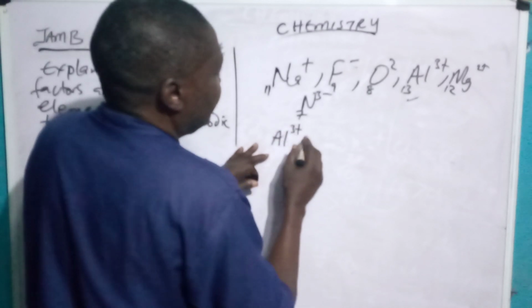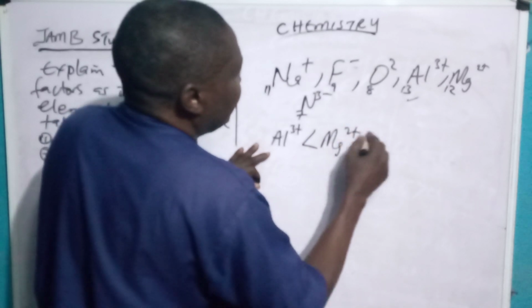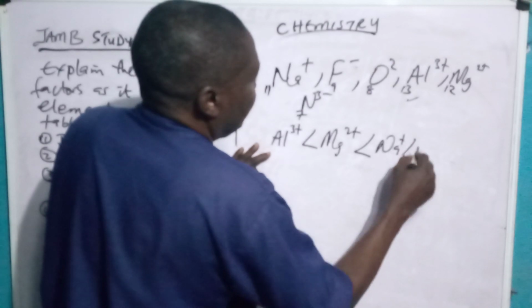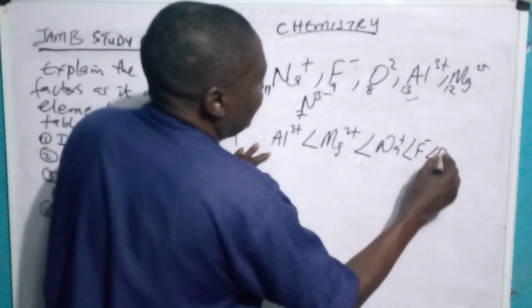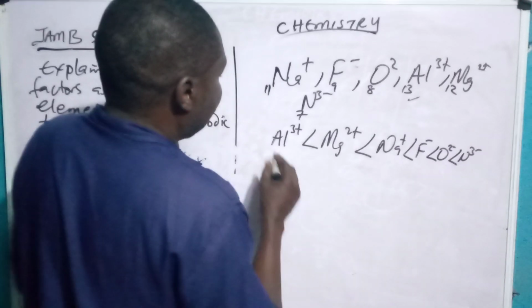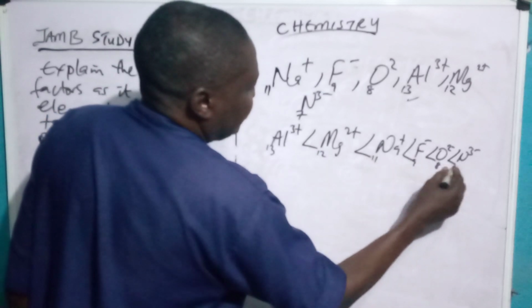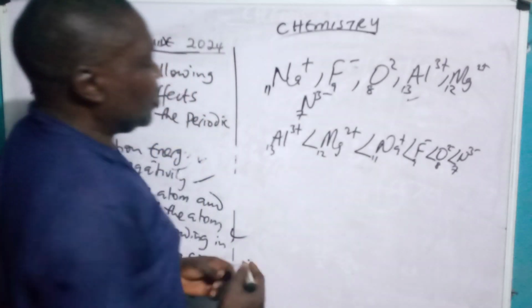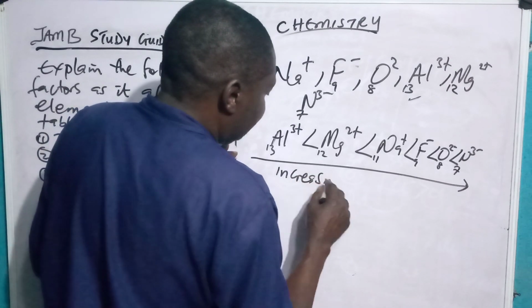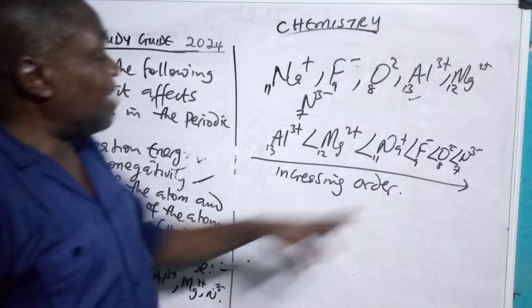Al3 plus is less than Mg2 plus, less than Na plus, less than F minus, less than O2 minus, less than N3 minus. You see this 13, 12, 11, 9, 8, 7, and 7, 8, 9, 10, 11, 12. So this is increasing order. In some of your objective options, you may have the other way around.